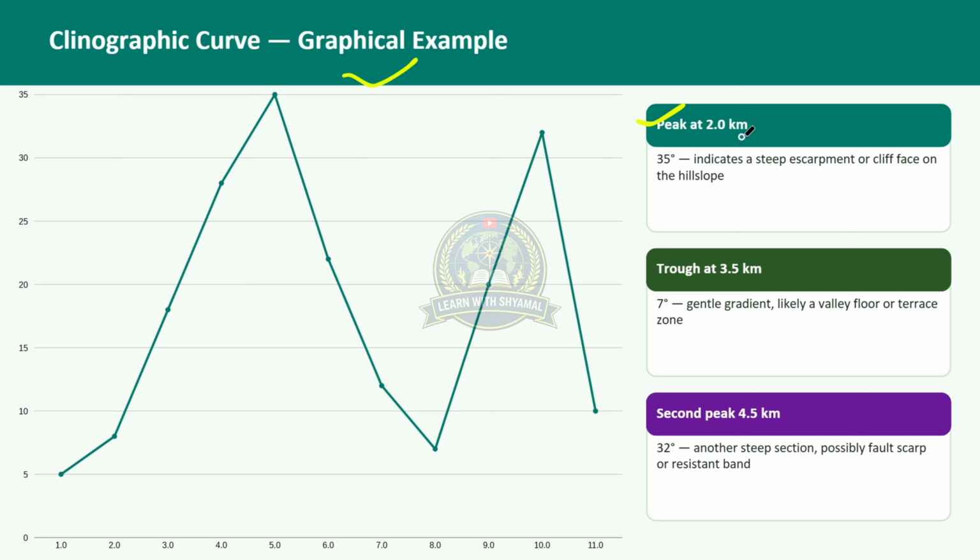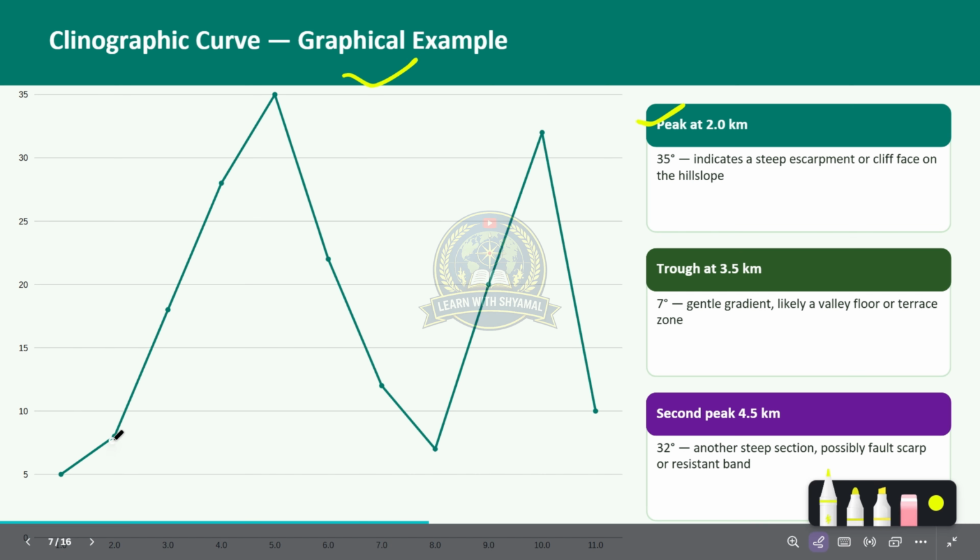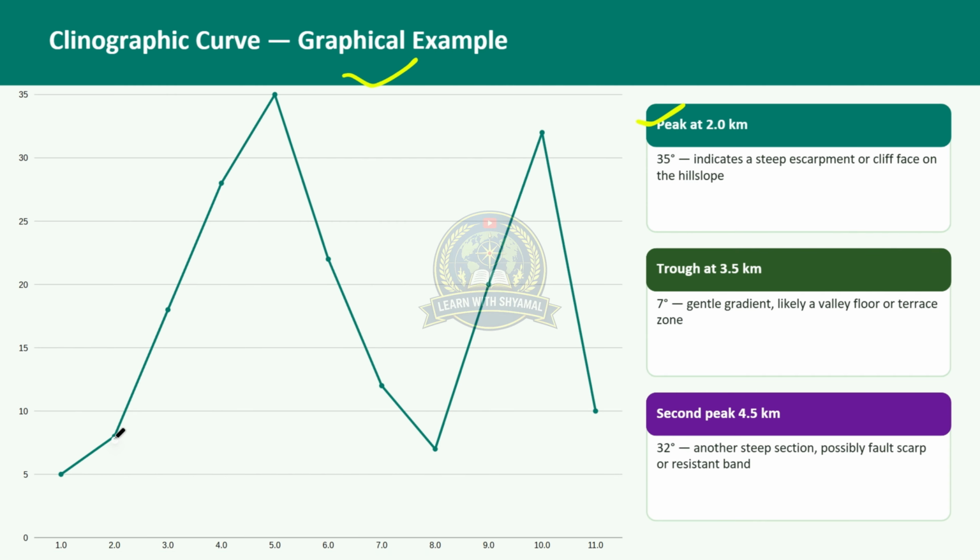Peak at 2.0 kilometer. This one, 35 degrees, indicates a steep escarpment or cliff face on the hill slope. So at 3.5 kilometer, 7 degrees, gentle gradient, likely valley floor or terrace zone. Second peak at 4.5 kilometer, 32 degrees, another steep section, possibly fault scarp or resistant bend.